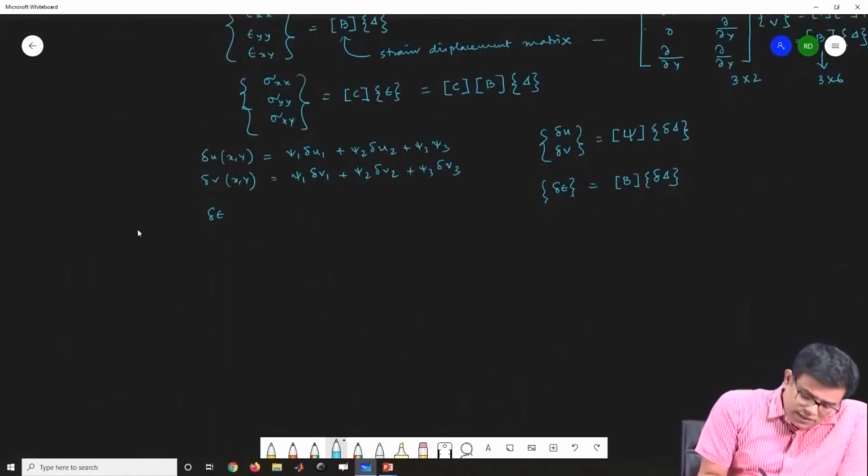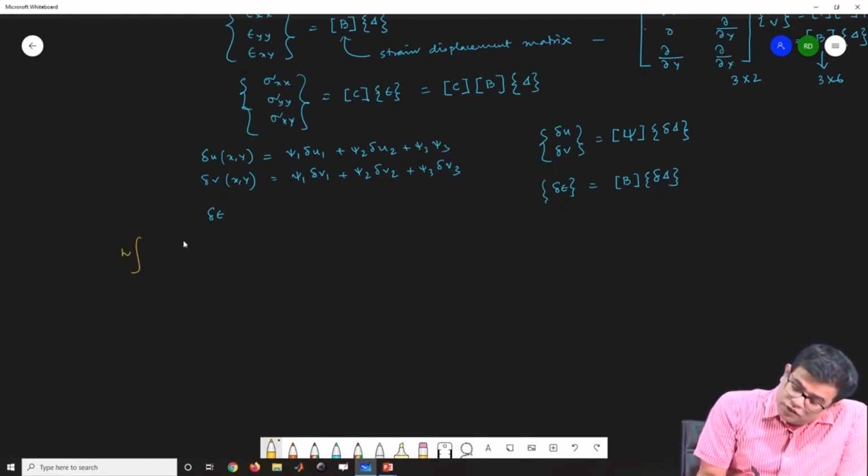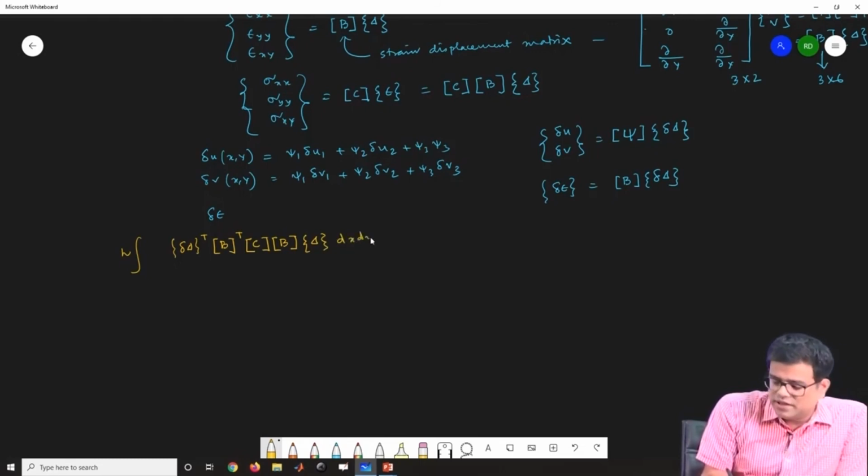I will get the integral, h will be there, then delta epsilon transpose, so delta transpose B transpose, then sigma xx, sigma yy and sigma xy, which is C B delta. So C, then B, then delta, this is dx dy.